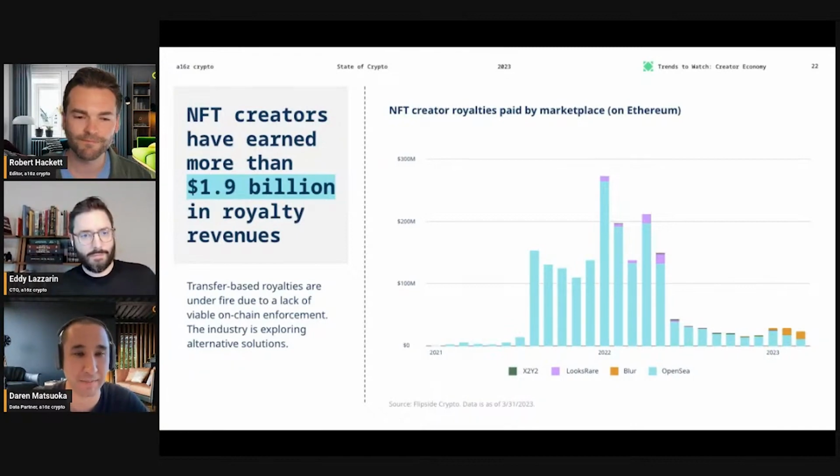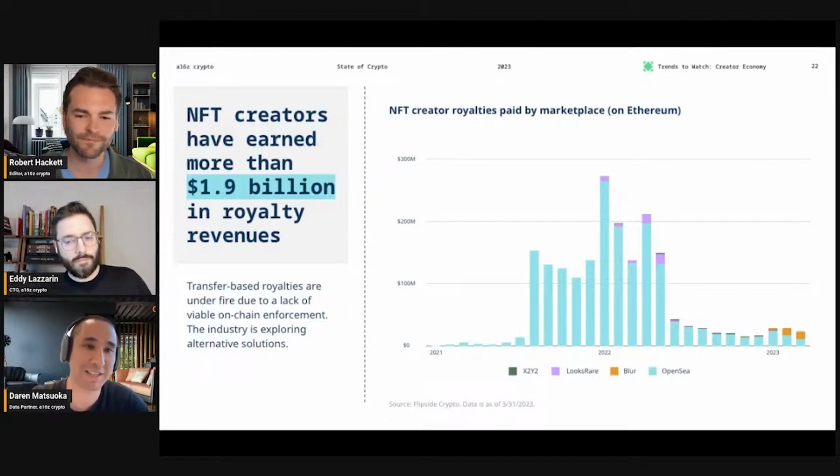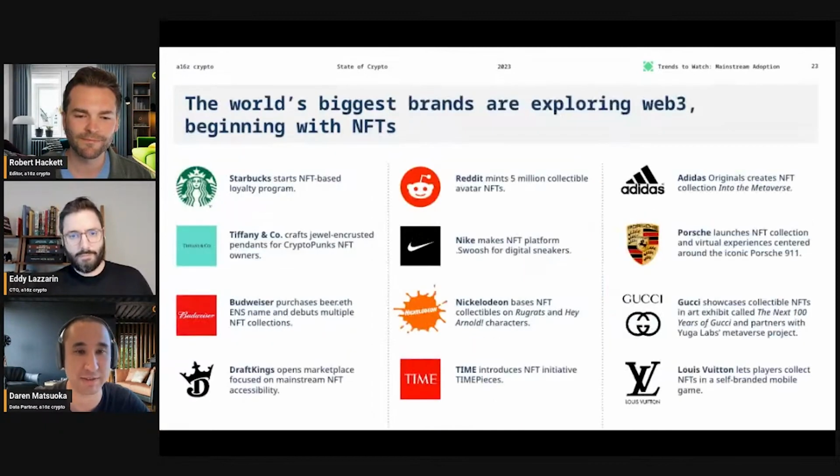Now, with all of that said, you can see the chart has gone down and creator royalties have been a topic of heated debate over the last few months. And the core issue around that stems from the lack of a viable on-chain enforcement mechanism. And because of that, the industry is actively exploring alternative solutions. This is also an area that we've spent a lot of time thinking about internally as a team. So if there are more questions that people have around that, happy to dive into it later.